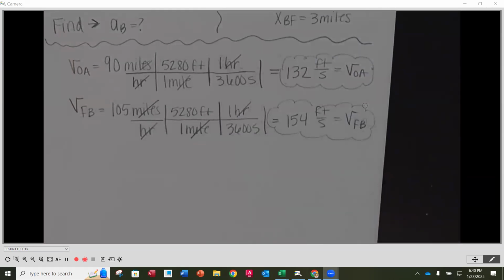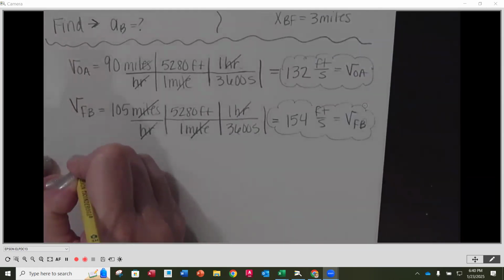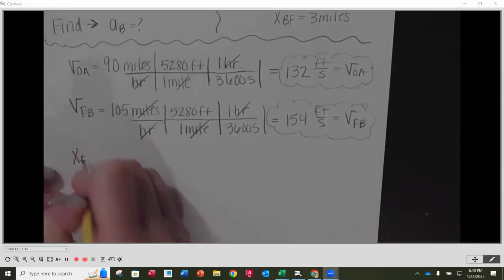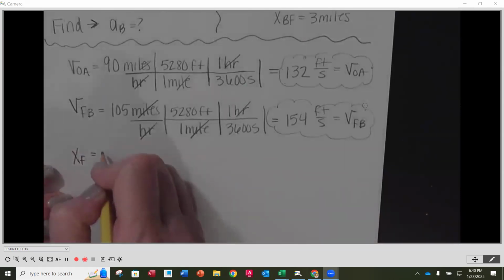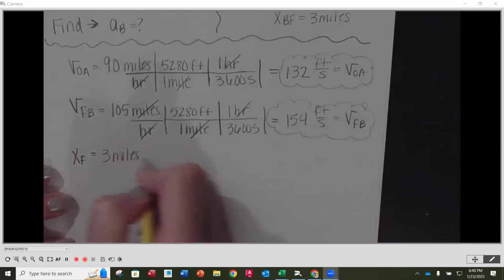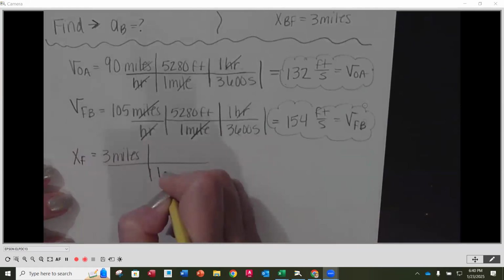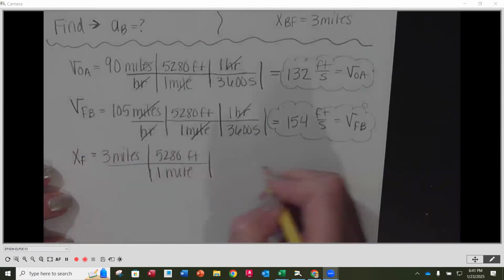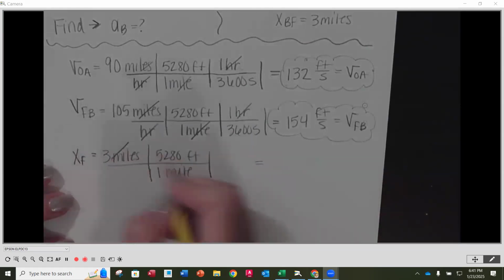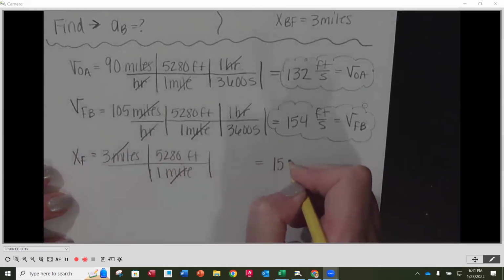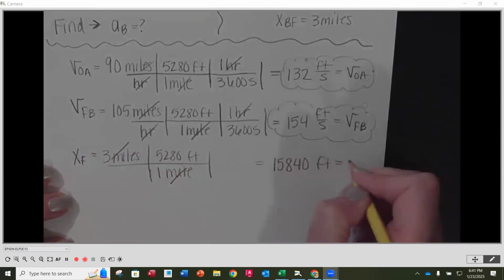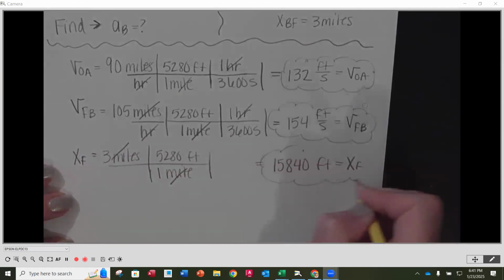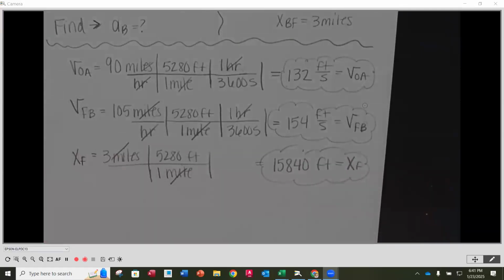And then the third one that we want to do is we want to get our 3 miles into feet. So that'll just be a quick conversion there. So our XAF or XBF, I'm just going to say XF for the final because it can be either A or B. It's going to be 3 miles. And I simply want to convert that to feet. So 1 mile, 5,280 feet. So that means that we have, let's cancel, 15,840 feet is equal to our final distance. Right, when they catch up to each other, that 3 mile mark.